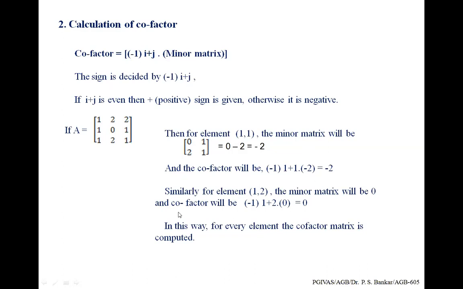Now, if the second element is considered, 1 2 means first row and second column, so the value is 2, the minor will be 0, and the cofactor will be minus 1 to the power 1 plus 2. So that is minus 1 to the power 3, but the minor is 0, so the whole value will be 0. So likewise, we are going to estimate the cofactor.